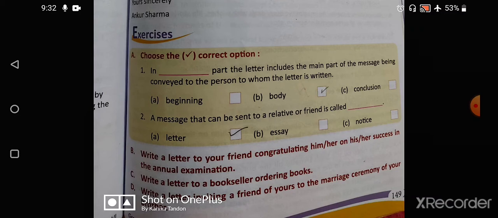Next is write a letter to a bookseller ordering books. So first we are going to write our address, the sender's address, then the date, then the receiver's address. Then the subject, then greetings or salutation, then the body of the letter, and then the ending.